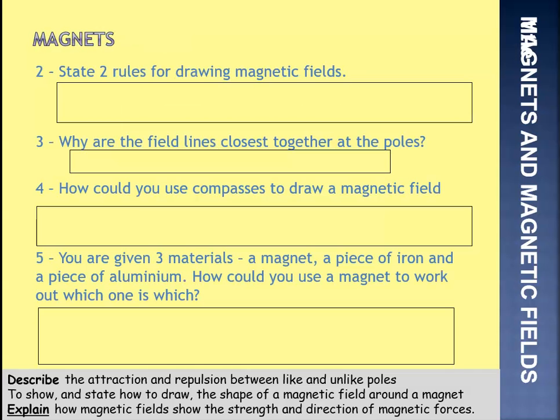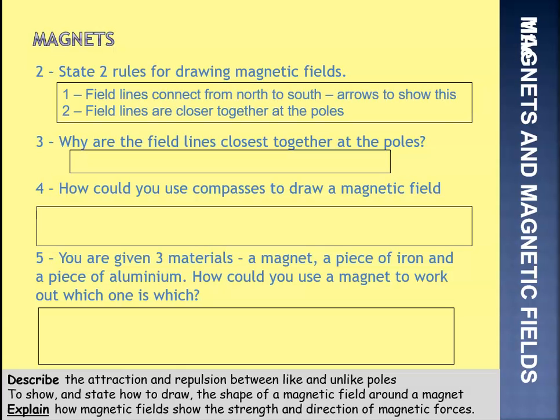Two rules for drawing magnetic fields. Field lines will connect from north to south, and we use arrows to show this, and the field lines are closer together at the poles. Question 3, why are they closer together at the poles?